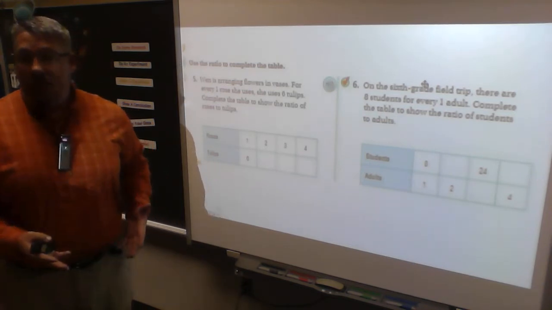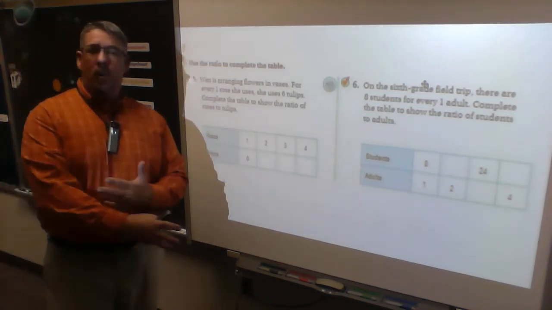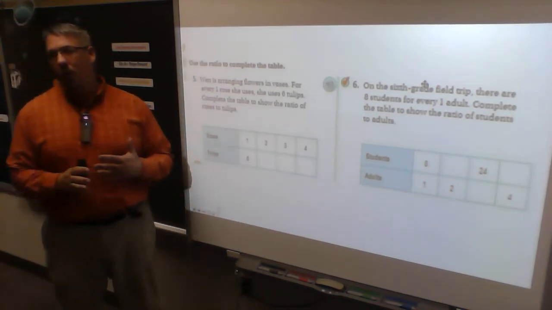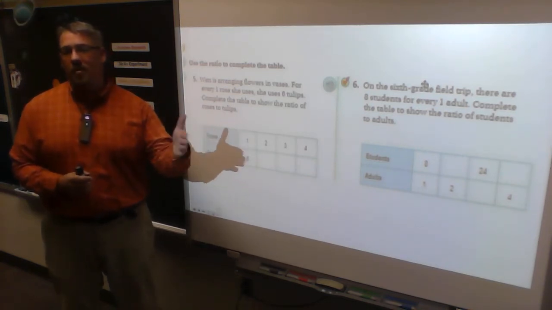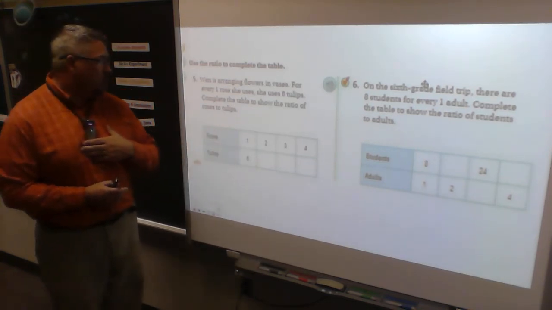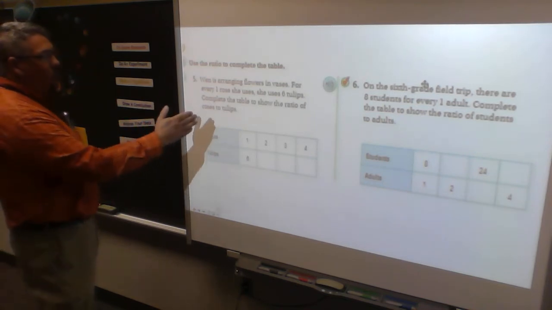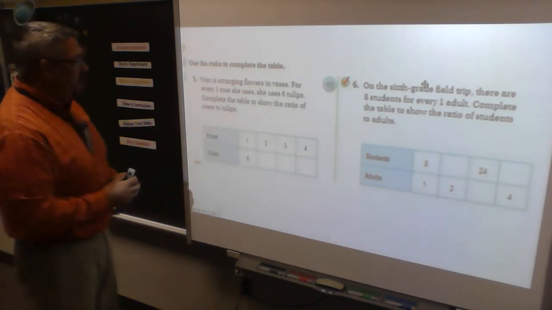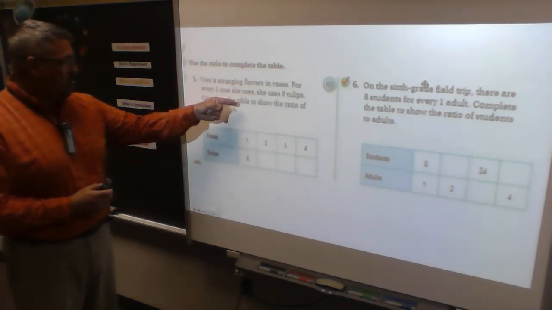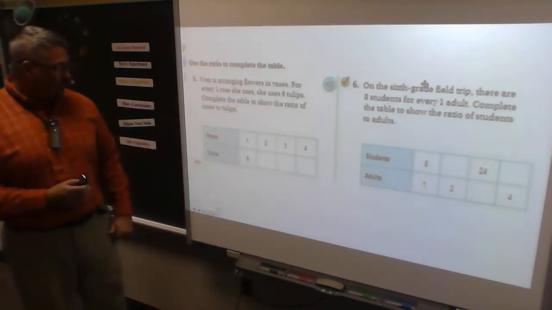This one we haven't looked at yet. It looks really complicated, I'm sure, but I promise you it's not, as long as you do it step by step exactly how I'm going to show you to do it. So Wen is arranging flowers in vases. For every 1 rose she uses 6 tulips.